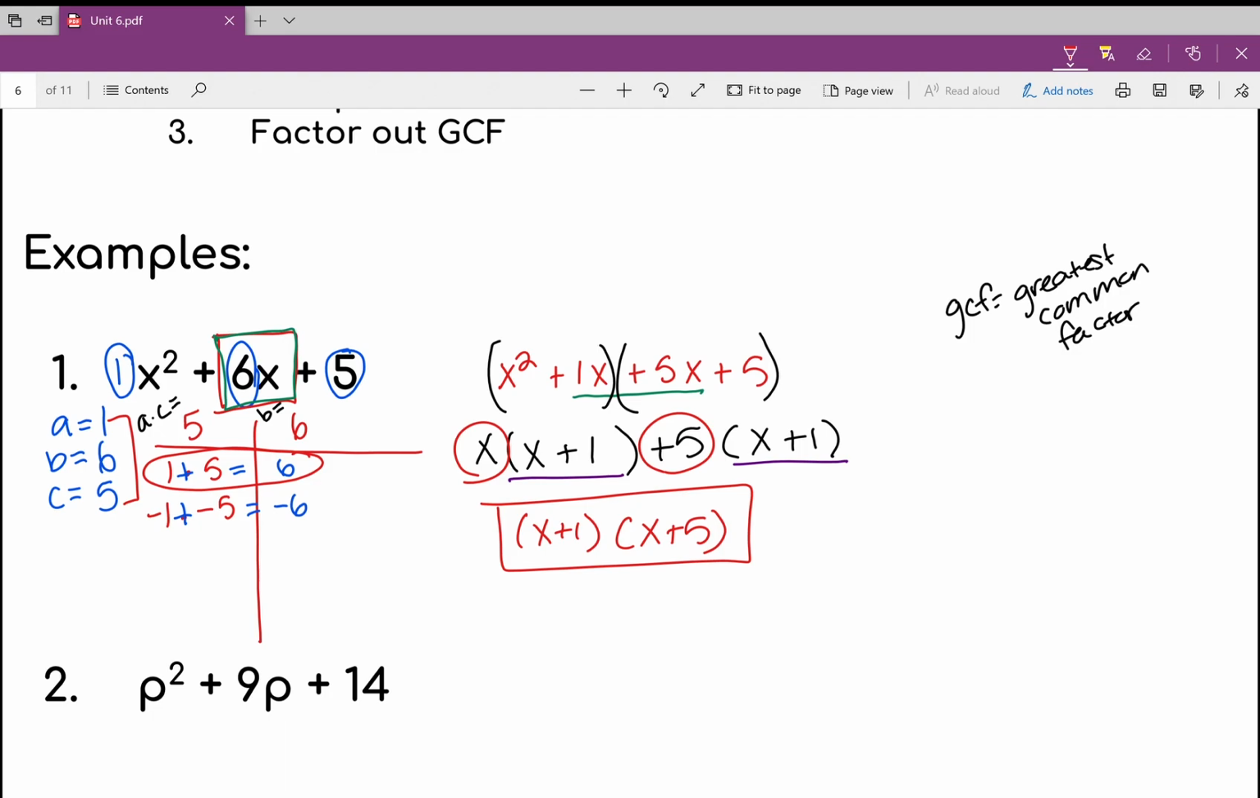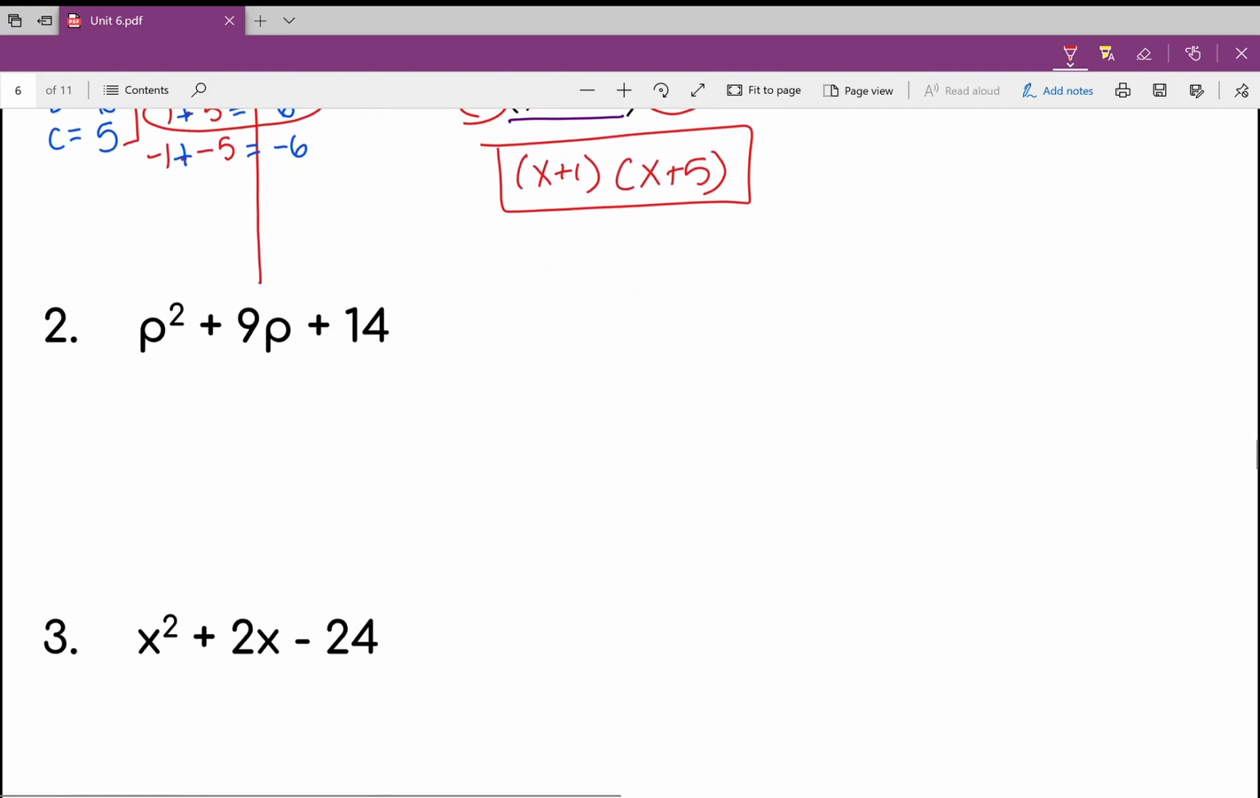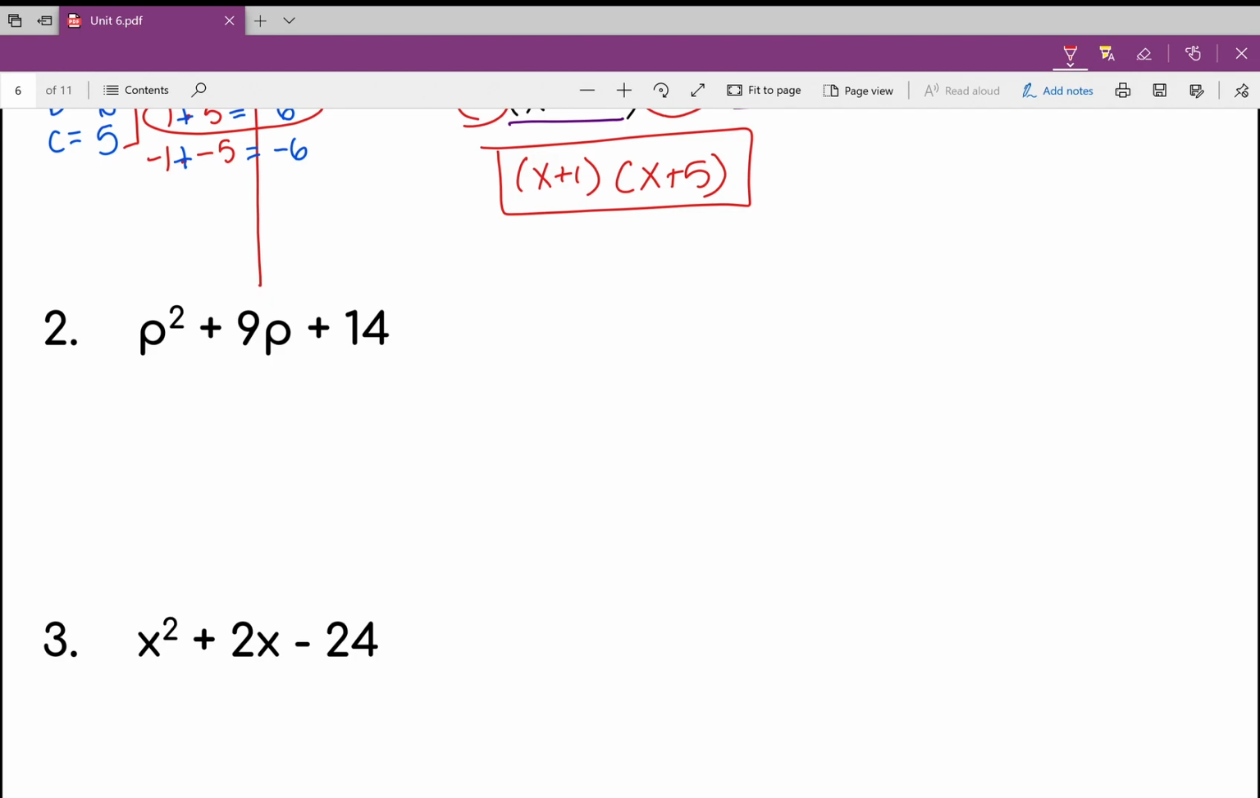As you keep working through the problems, you'll notice that they'll get easier and easier, I promise. Okay, so let's look at number 2. Remember, our first step is to label our A, B, and C. So A, B, and C. A is 1, since we don't see a number there. B is 9. And C is 14.